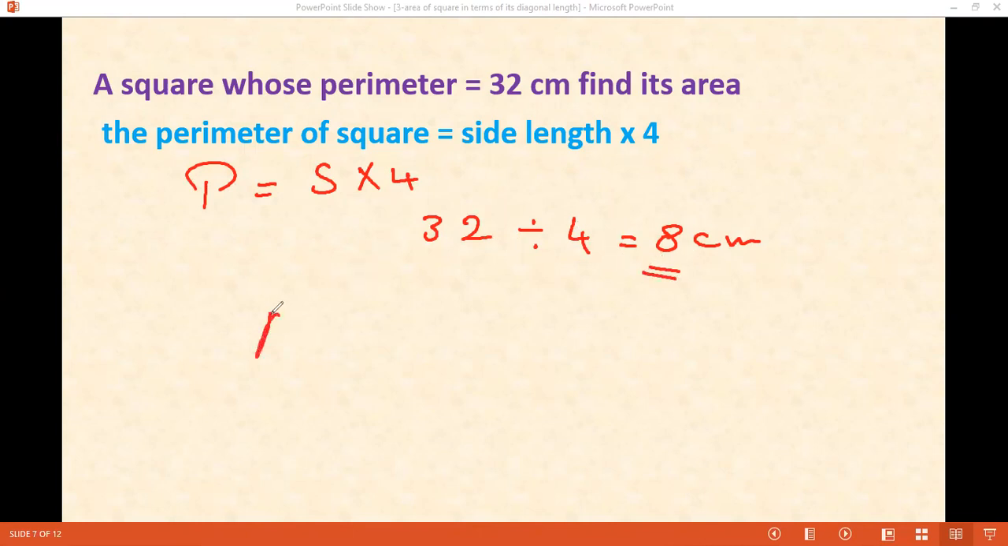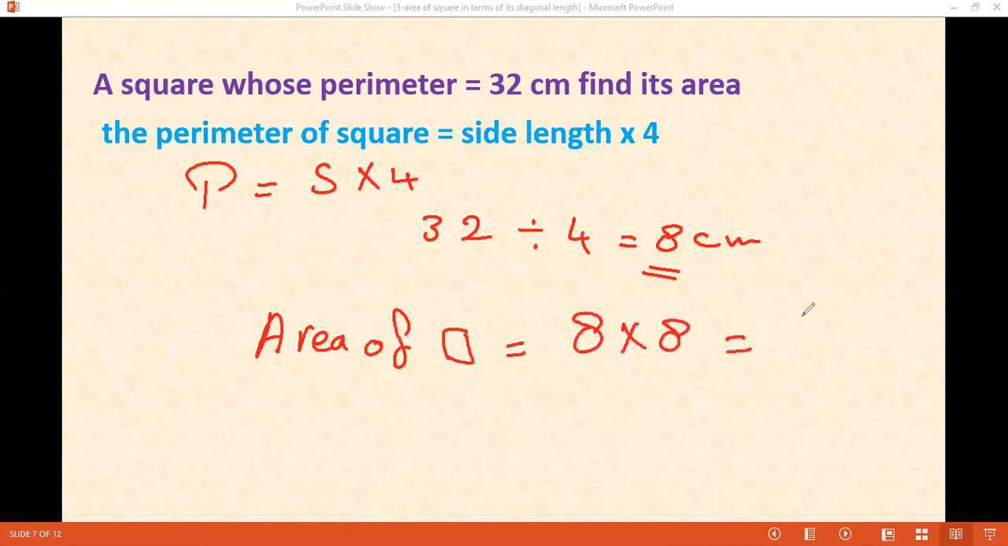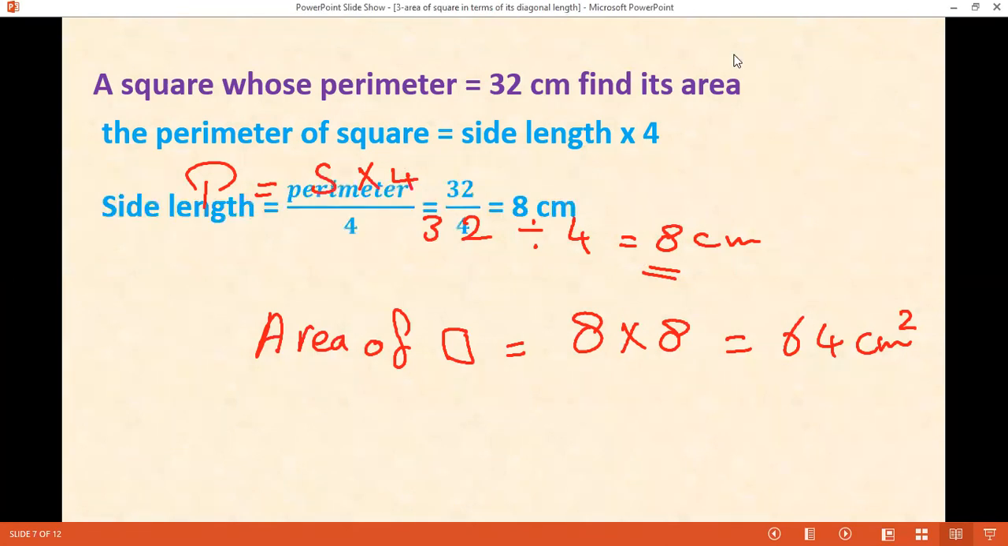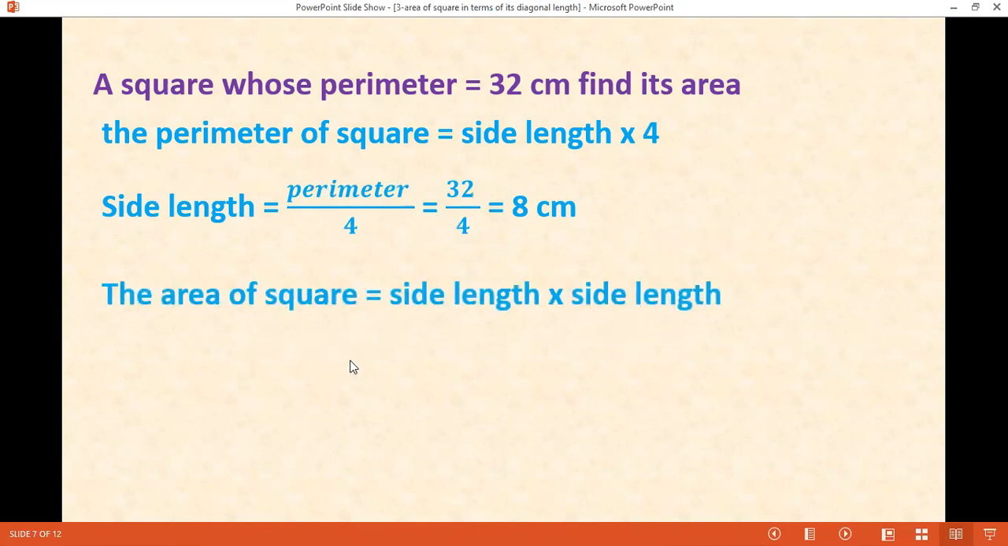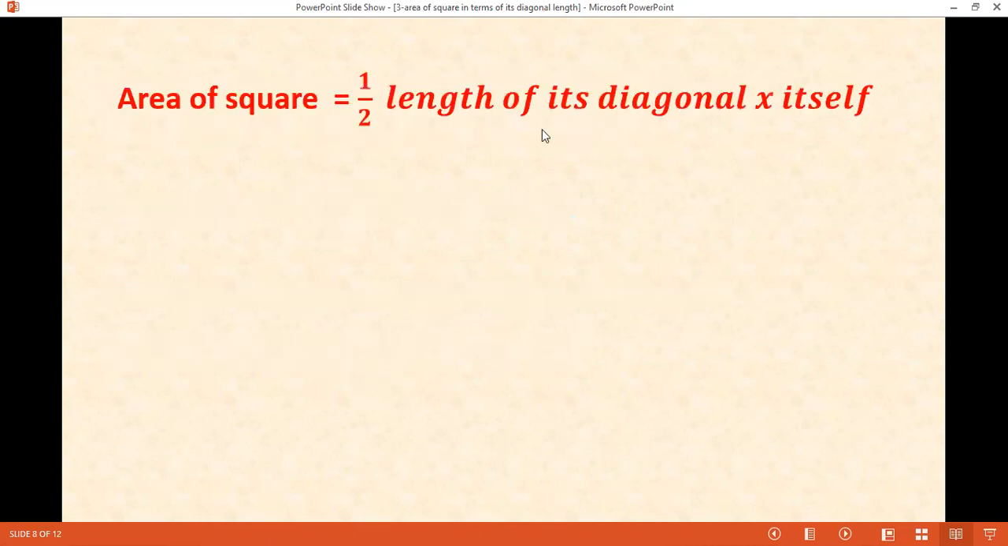And then I need the area. Area of a square equals what? 8 multiply 8, it will be 64 centimeter square. This is one of the important questions on this part. Let's clear this. Perimeter divided by 4, 8 centimeter. The area of a square equals side by side, here it will be 64 centimeter square.